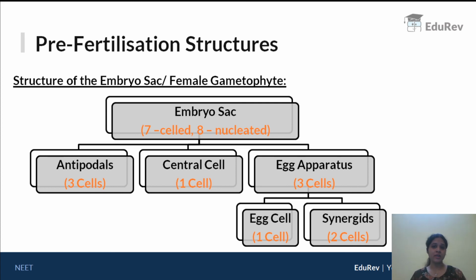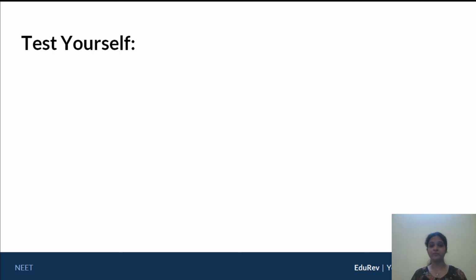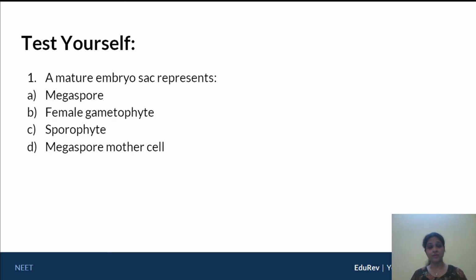Now, this particular concept of being 7-celled, 8-nucleated is very, very important for the NEET exam, and you need to understand how it comes into picture. Okay, and you need to remember that the central cell nuclei, being the secondary nucleus, is definitely going to be a diploid nucleus. That is important for you. So let us go through a couple of MCQs to familiarize ourselves with whatever we have studied.